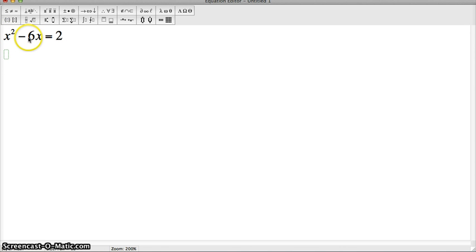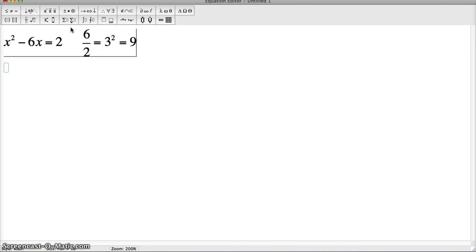And our coefficient on x, we can always begin by taking 1/2 of that number. Now the coefficient here is -6, but I'll be just fine if I take half of 6 because we're going to end up squaring that number. It's -6, but we're going to end up squaring it, which will make it positive anyway. So I take half of 6, which gives me 3, and then I want to square that number, which gives me 9.